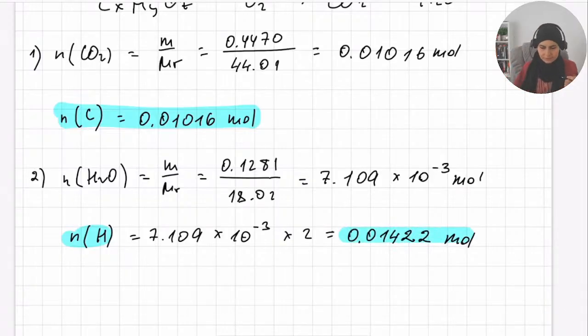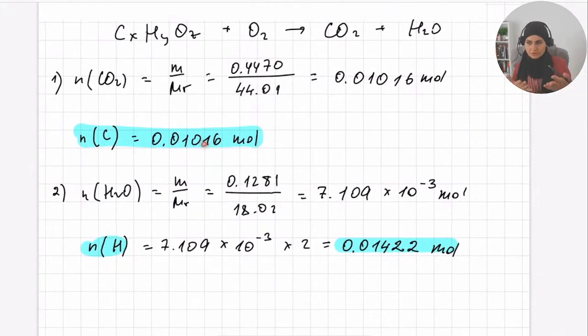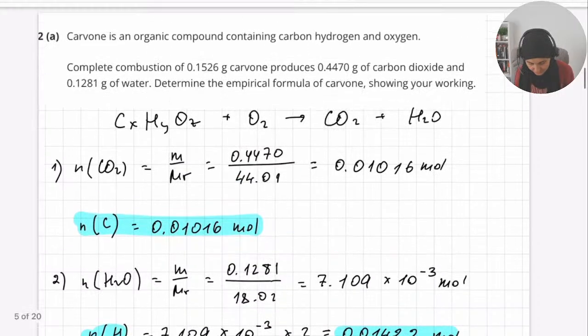And I only have oxygen left, so I don't know oxygen. How do we find oxygen? Well, we already discussed that we cannot do the same for oxygen as we did for C and H, because we added extra oxygen, so we don't know how much we added. But what do we know? We know the total mass.